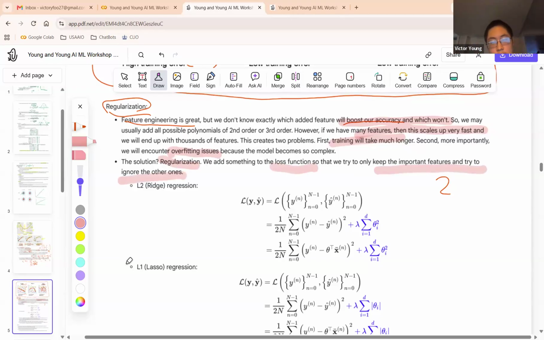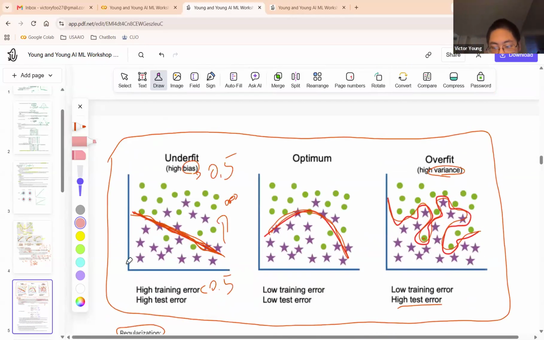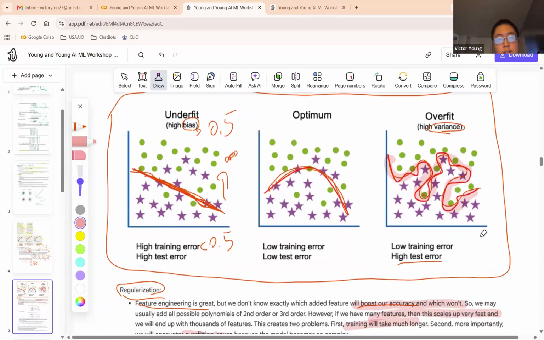And why is this good? Because we're trying to minimize the loss, right? And yes, we can minimize this. But as you can see here, this completely minimizes it. But this is not what we want.